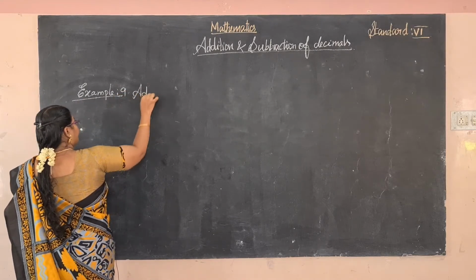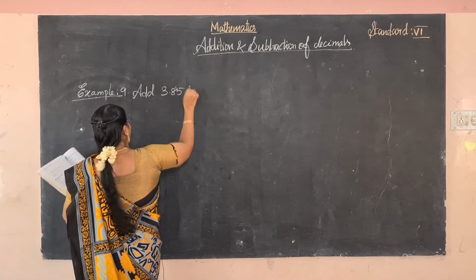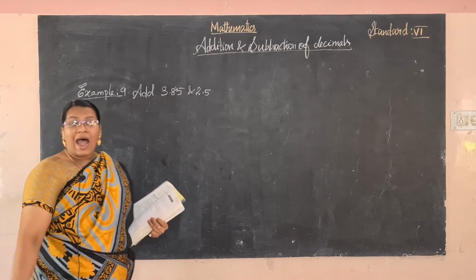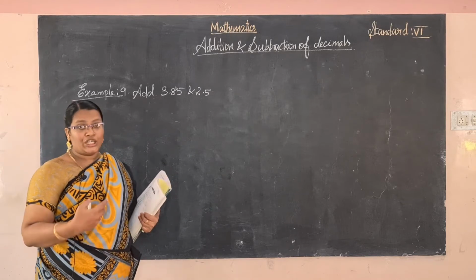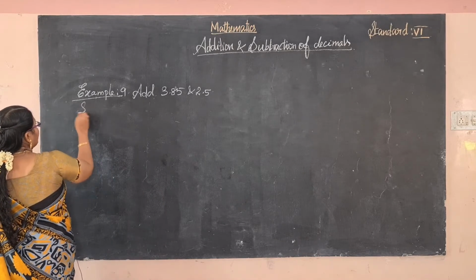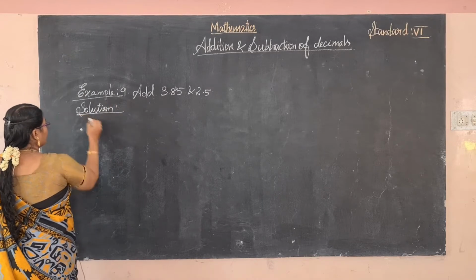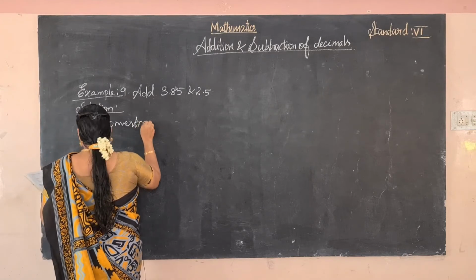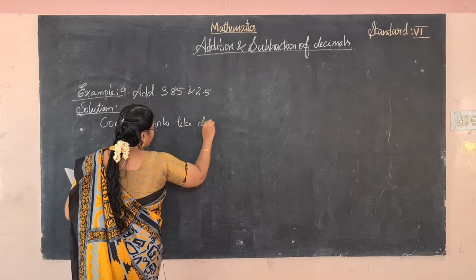Add 3.85 and 2.5. Here these two decimals are unlike decimals. So first we change them to like decimals. First convert to like decimals. This is the first step.